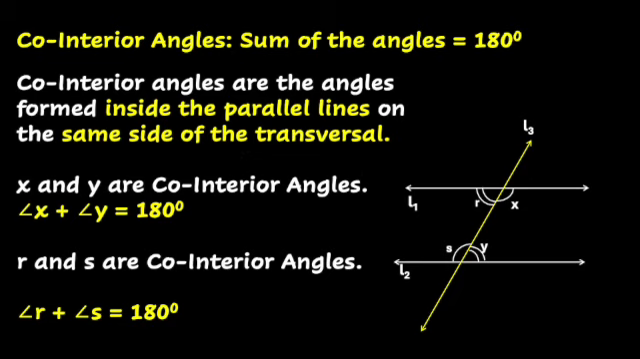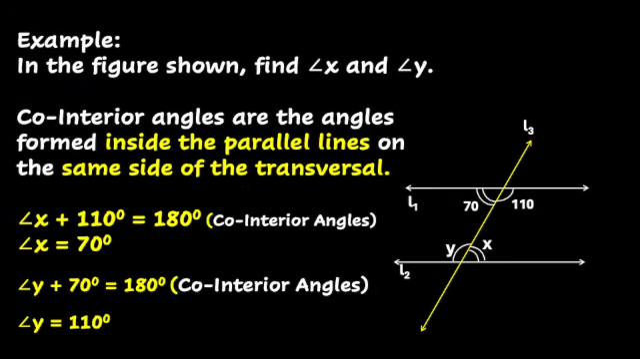And we have another pair of co-interior angles which is R and S, because these two are again on the same side of the transversal and they are interior angles, so they are examples of co-interior angles. So we can write angle R plus angle S has to be 180 degrees.